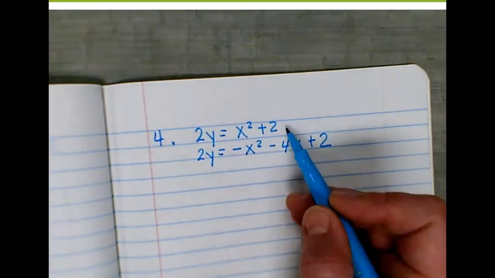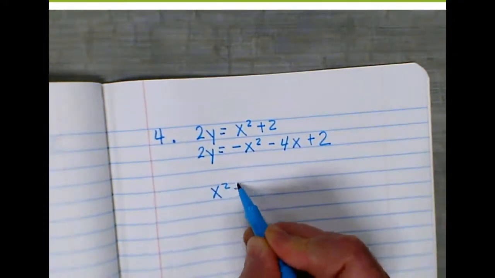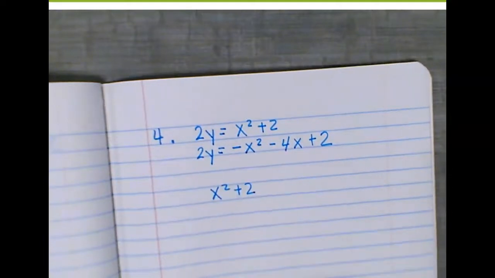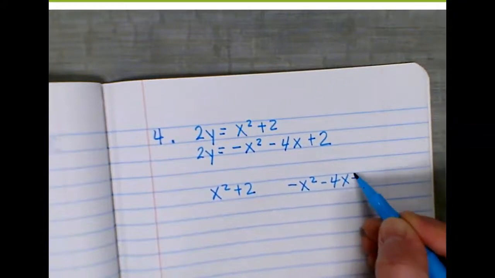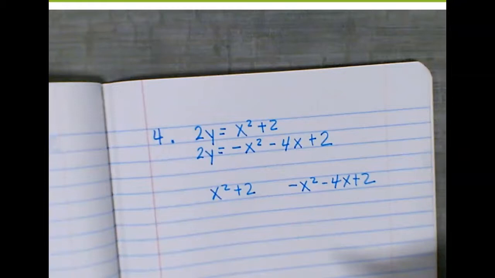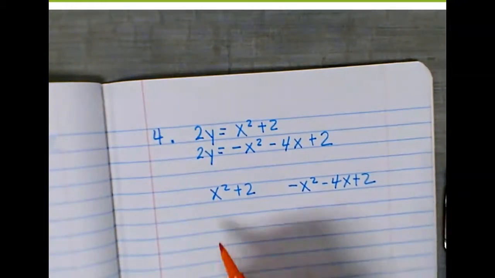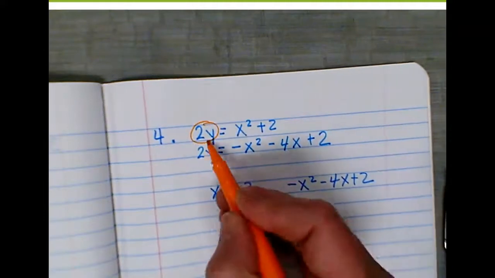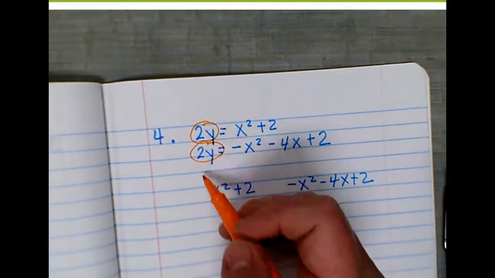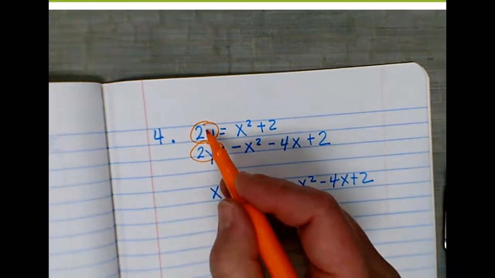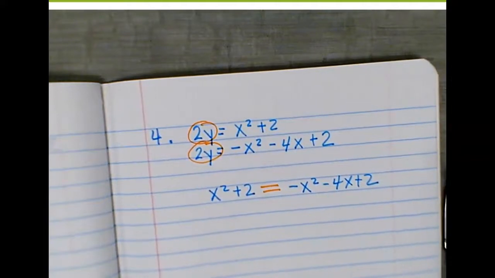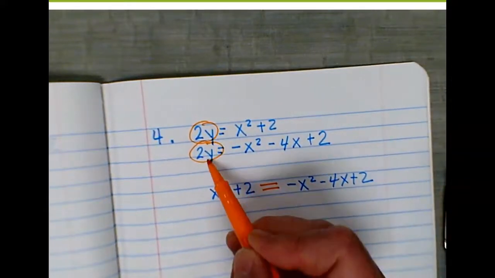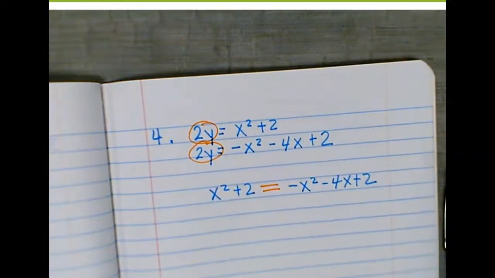So, on this first one, the x squared plus 2 is equal to 2y. And the negative x squared minus 4x plus 2 is equal to 2y. This is equal to 2y, and this is equal to 2y. It's equal to the same thing. Because those are the same thing, these have to be equal to each other. And then I need to solve it.